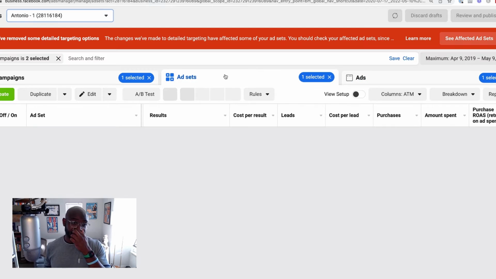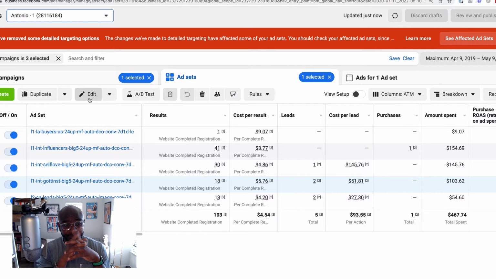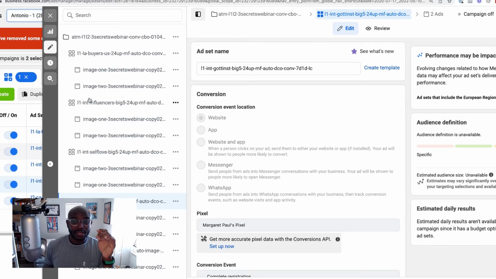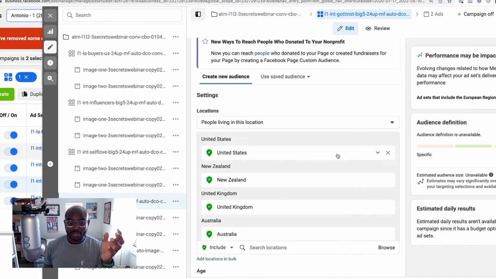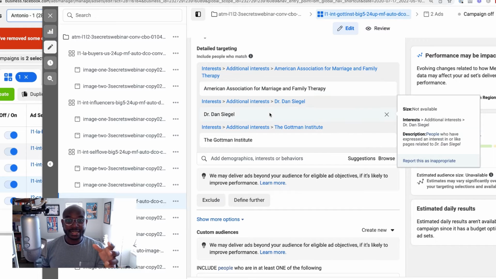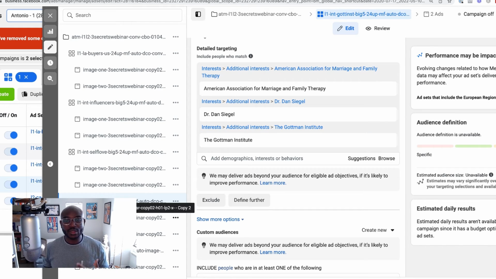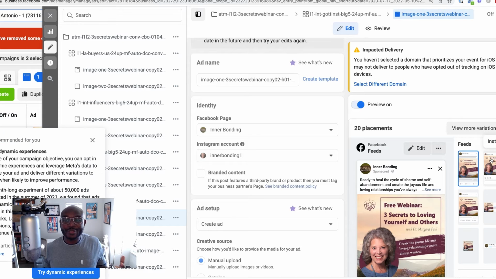All right, if I go back to this example here, let's say this was a Gottman Institute example, right? So in this particular ad set, we're targeting an organization and a person. So we're targeting American Association for Marriage and Family Therapy, Dr. Dan Siegel, the Gottman Institute. This is all about relationships. And so this webinar is all about the secrets to loving yourself and others, right? And it's all about creating a joyous life and loving relationships, right? And so people who are struggling maybe in their marriage or relationships, right? This ad is particularly targeted to them.